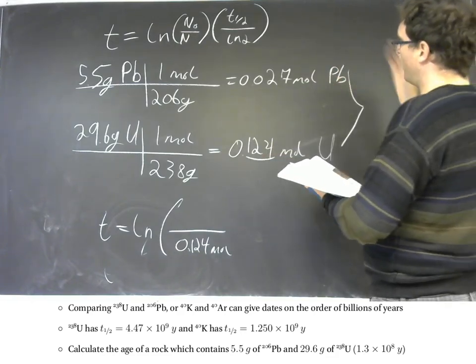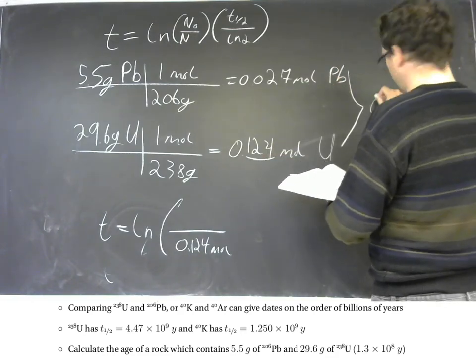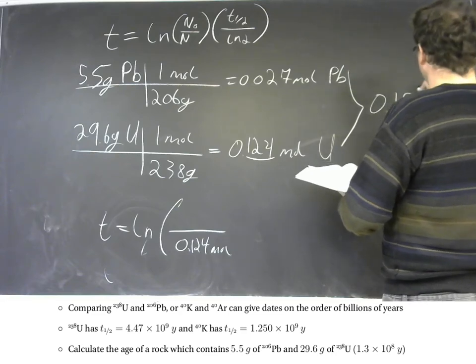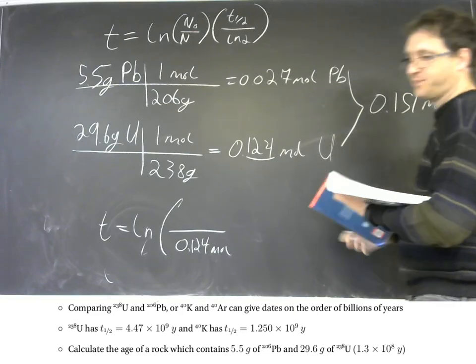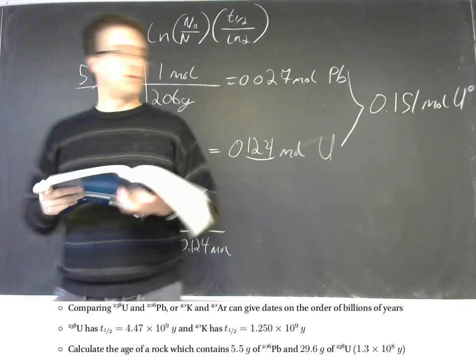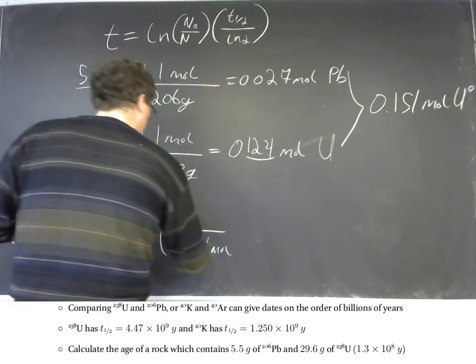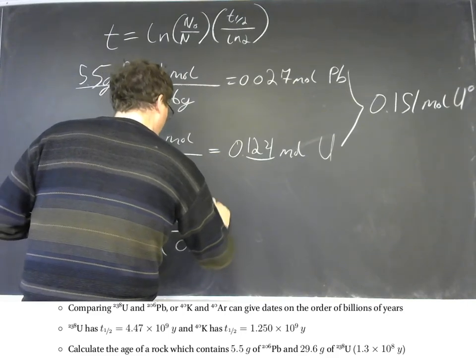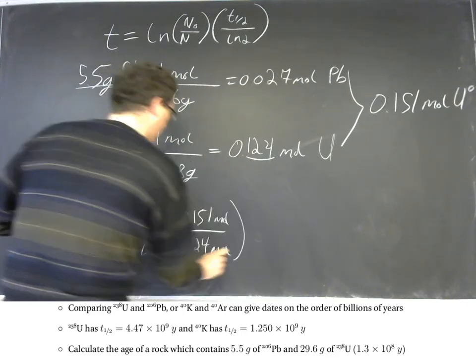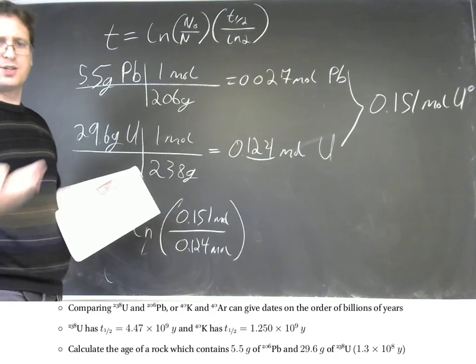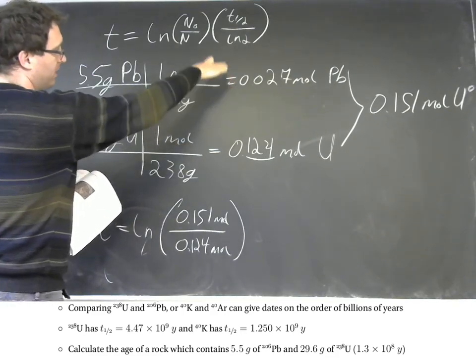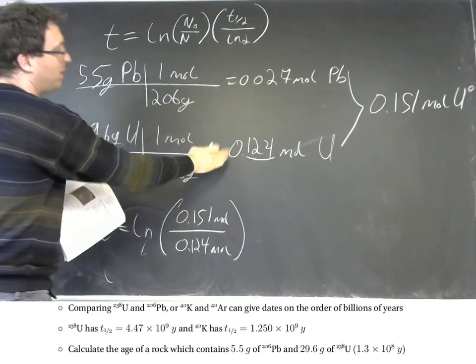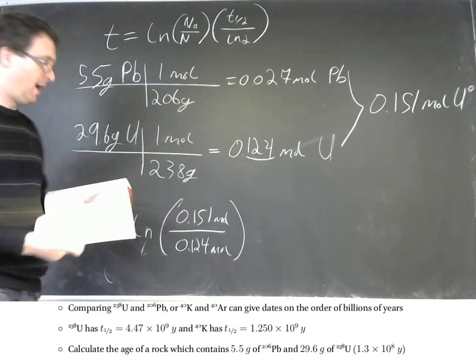0.124 plus 0.027 is going to be 0.151 moles of uranium initially. So we'll put that number right there, 0.151 moles. So you see that the initial amount is the moles of the daughter isotope plus the moles of the parent isotope at current time.